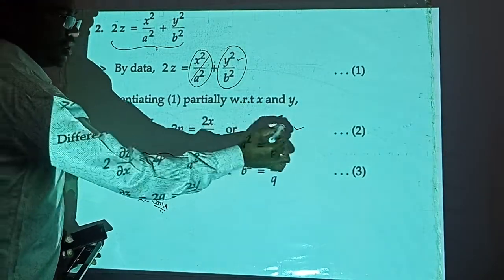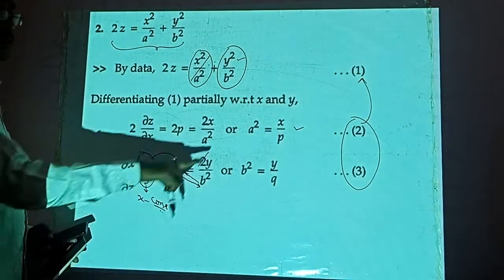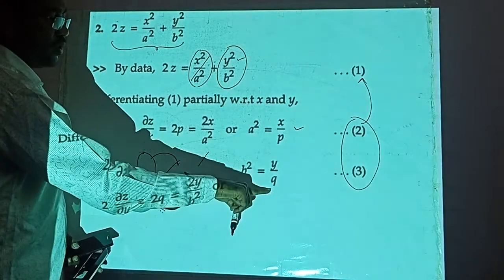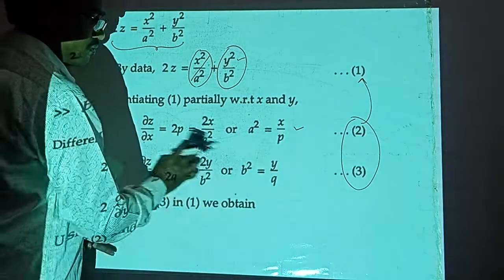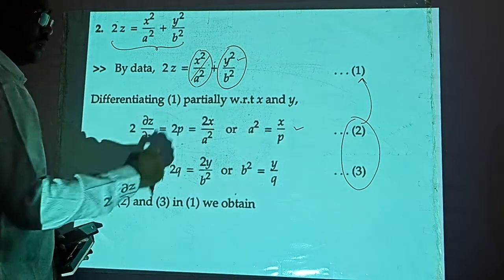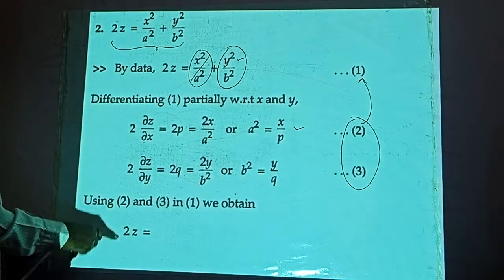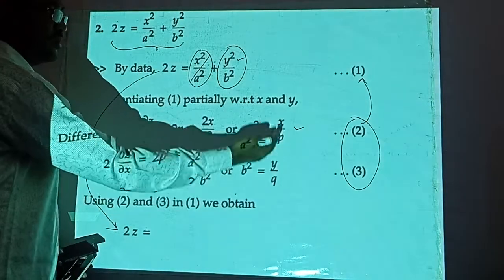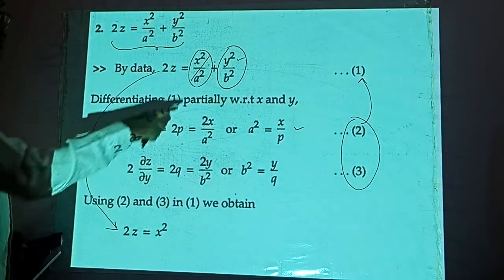Now what do we do? We use 2 and 3 in equation 1. In the place of a² I can put x by p, and in the place of b² I can put y by q. So using 2 and 3 in equation 1 we obtain, let us rewrite equation 1 with the help of these quantities. 2z as it is, x² also as it is.